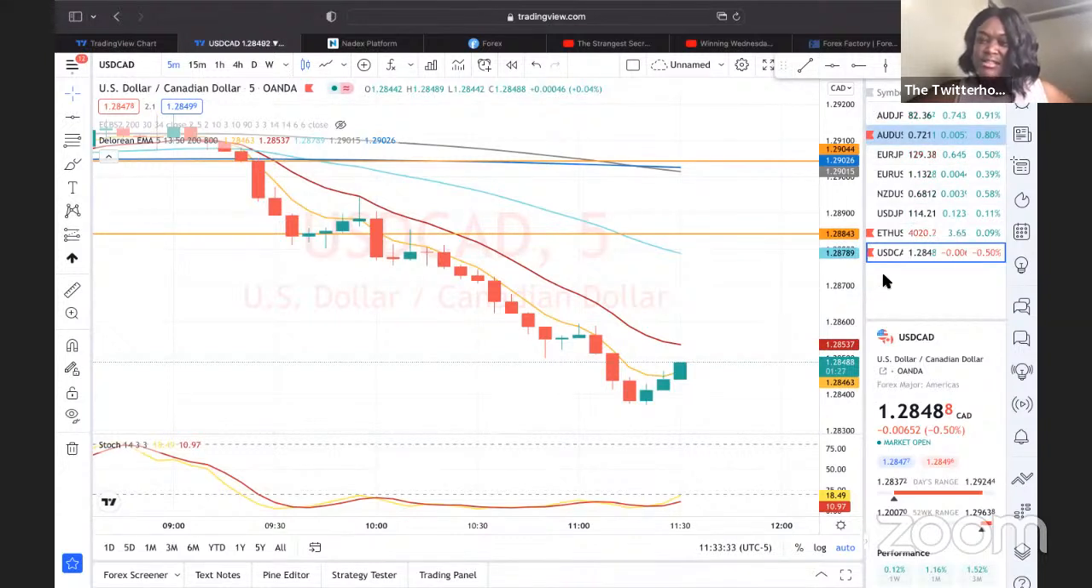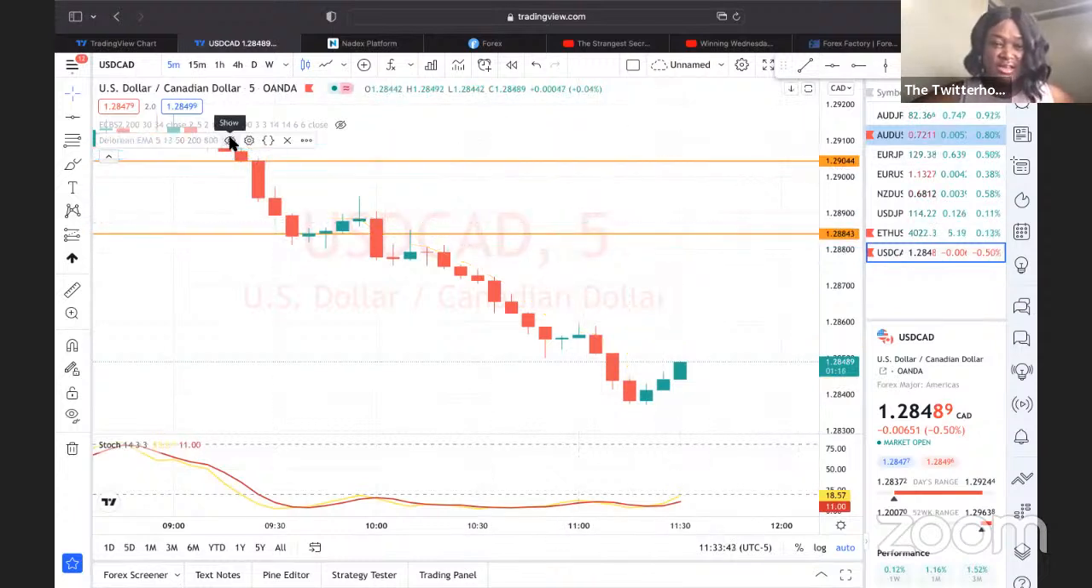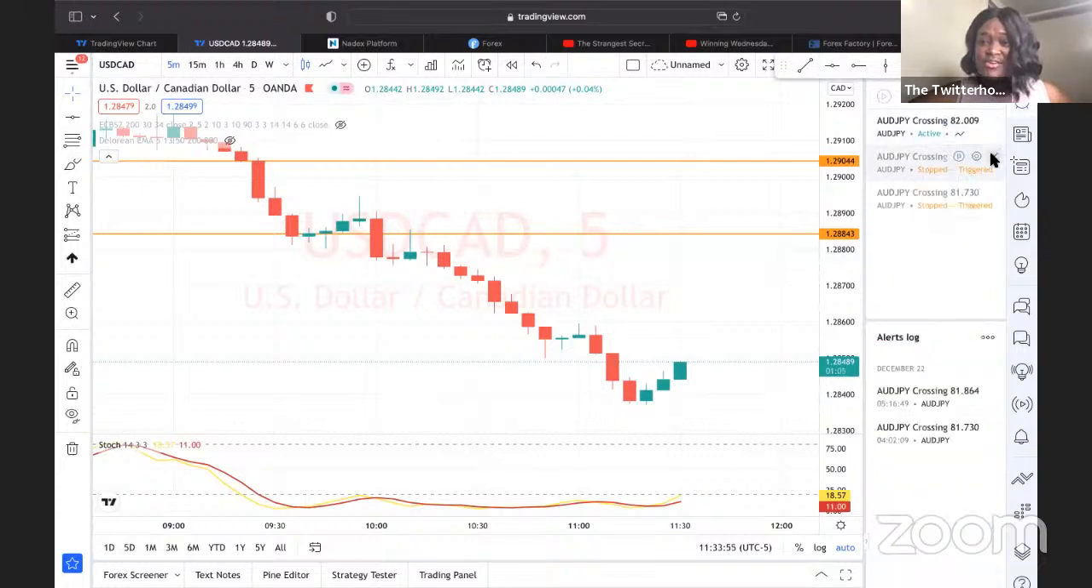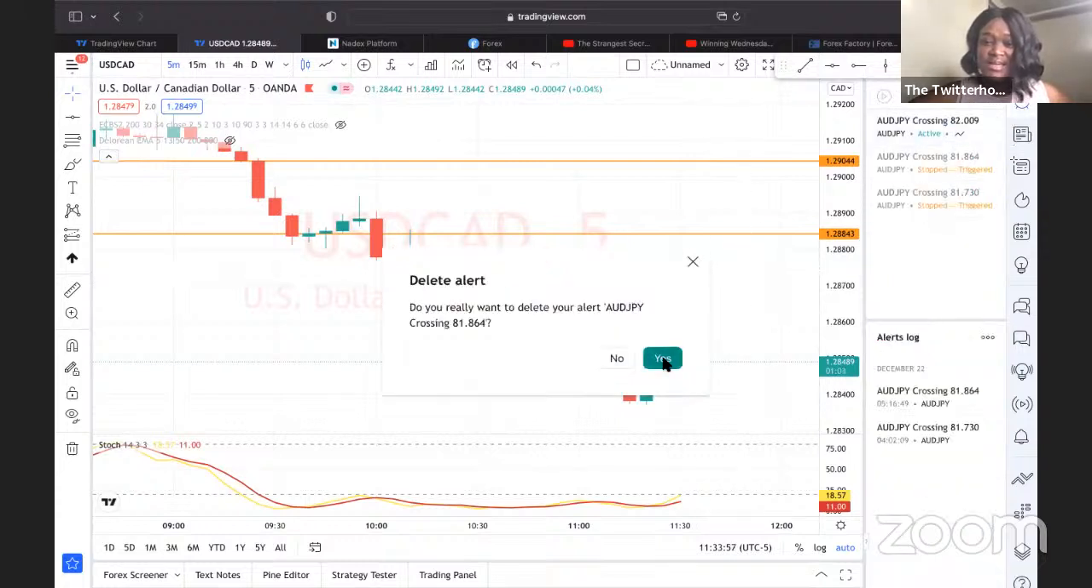All right. So yeah, those are the two trade ideas. USD CAD is nowhere near ready right now. It needs to come all the way up, right? I cannot set an alert because I already have one set for AUD JPY.